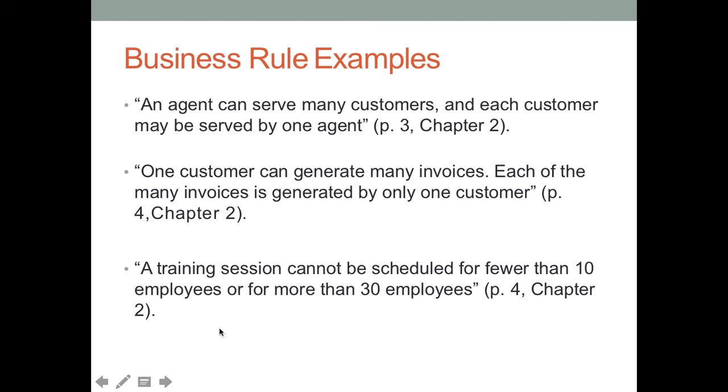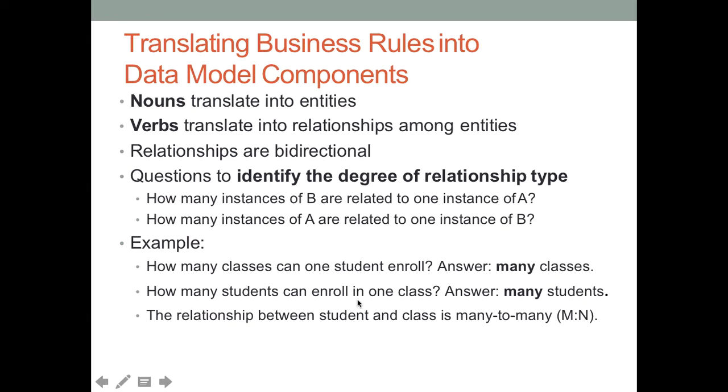And the next one: a training session cannot be scheduled for fewer than 10 employees or for more than 30 employees. This business rule actually reflects a constraint. So for that training session entity, you should have an attribute probably called capacity, and the data value for that capacity attribute should be between 10 and 30.